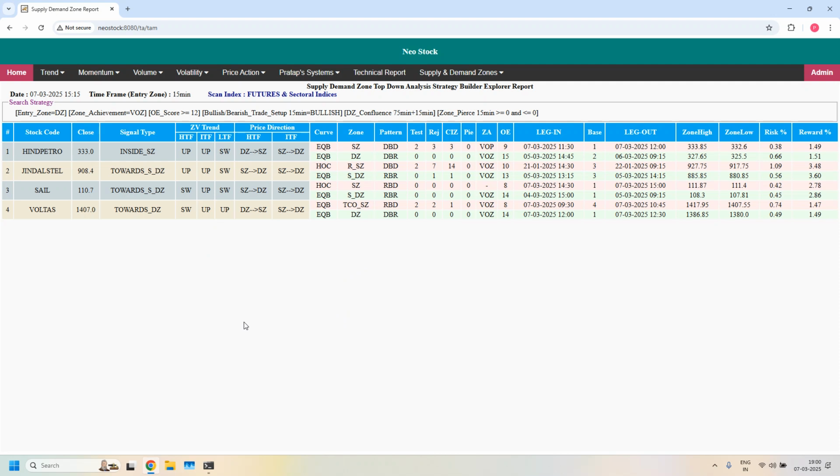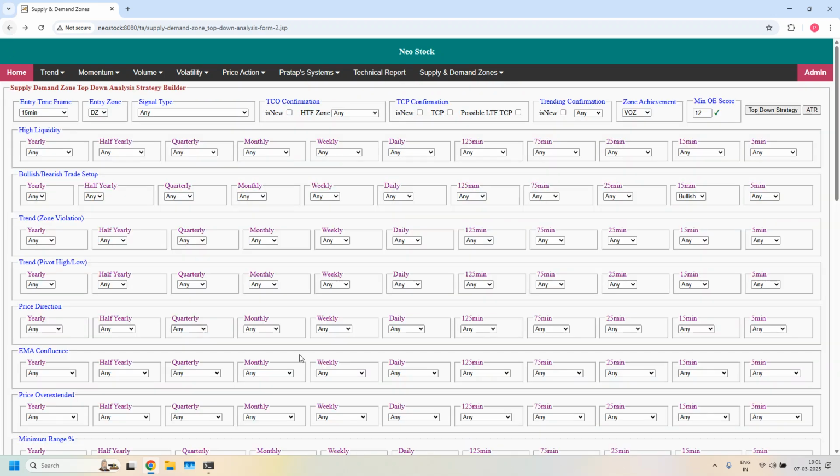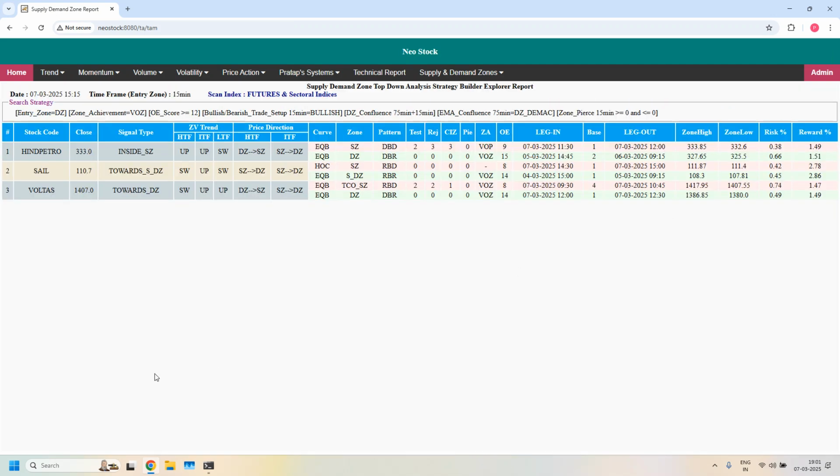So let's check if any of the 75 minutes demand zones are having daily EMA confluence. So in the EMA confluence at 75 minutes time frame, I am setting the filter: 75 minutes demand zone is having daily EMA confluence or not. So 3 stocks are filtered, because 75 minutes trend is up. So these 3 stocks might be having some more probability to get success.